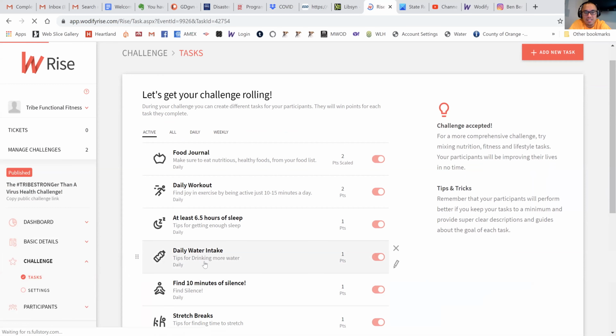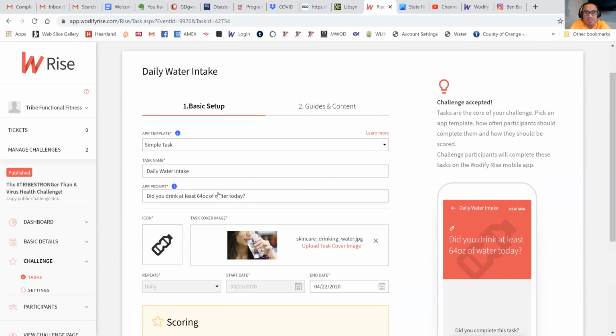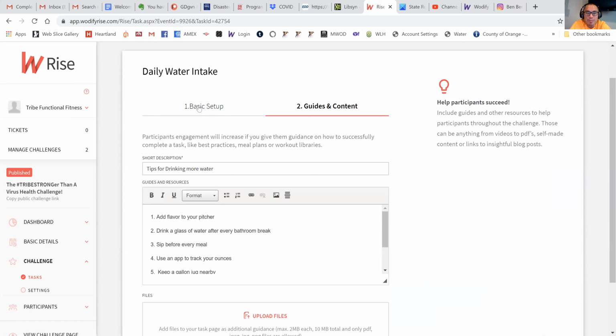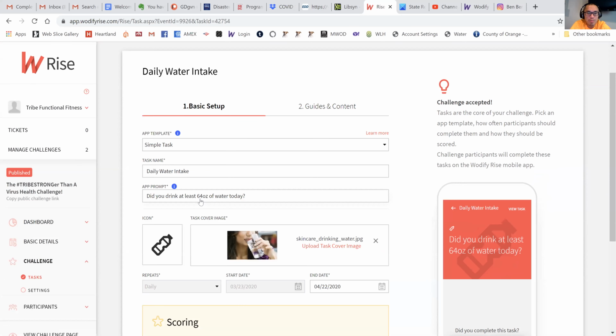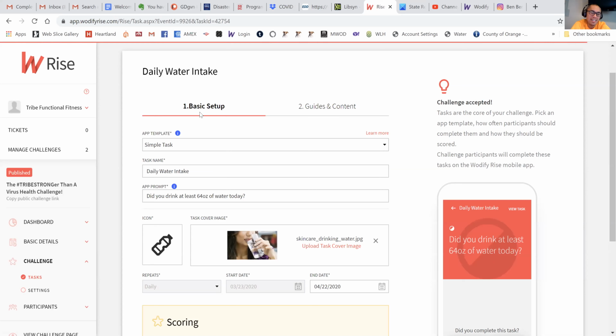The next one is the daily water intake. We're recommending at least 64 ounces of water a day. That is the minimum. If you're a bigger person, you're probably going to want more than 64 ounces of water. I'm actually trying to get 100 ounces of water a day, but 64 is basically the minimum.